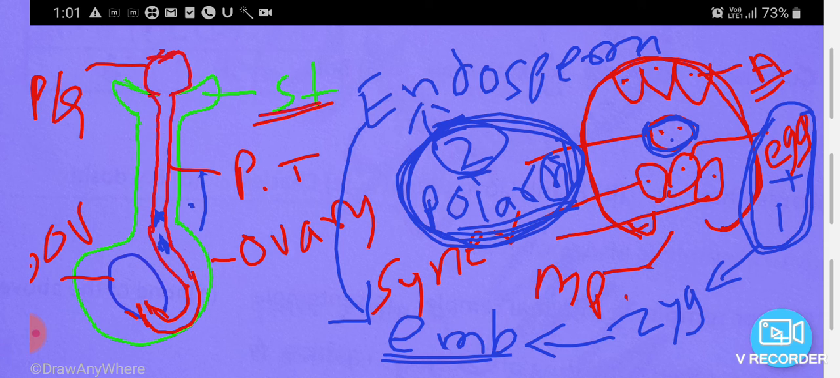Okay guys, so this is all about pollen pistil interaction, double fertilization, triple fusion and their significances. It is one of the important topics from your exam point of view. Most of the questions come from this topic.